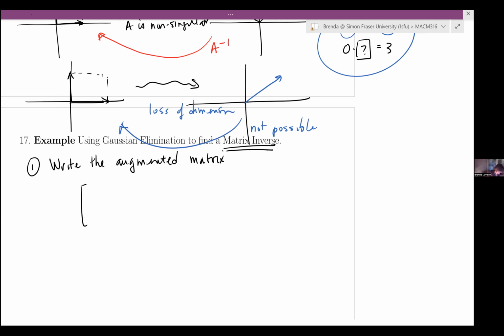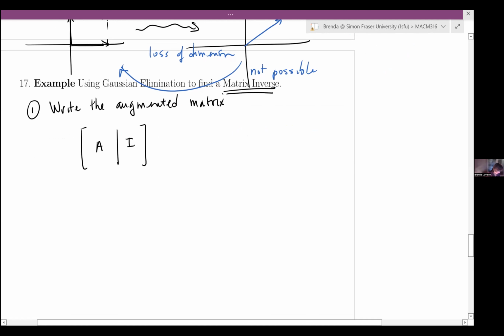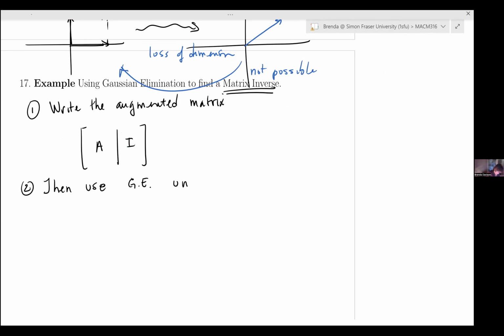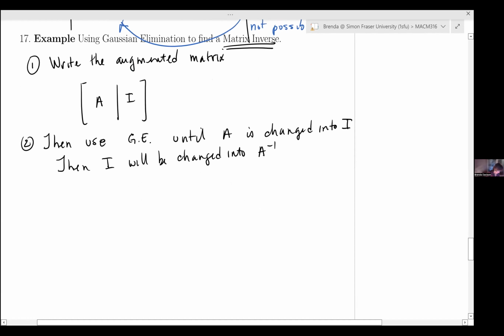Okay, that looks like this. Okay, and then you use Gaussian elimination until A is changed into I. When that happens, then I will be changed into A inverse. Okay, let's take an example.